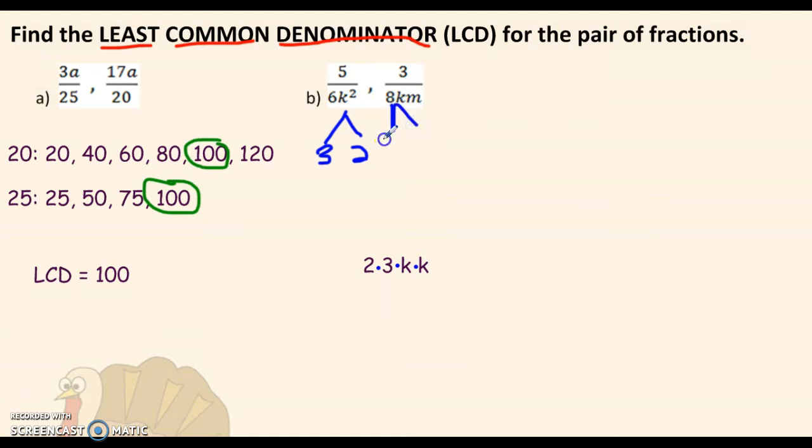8 can be split up to 4 and 2. 2 is a prime number, but 4 is not, so we can split 4 up to 2 and 2. So I'm going to put that down right there. We've got 2, 2, 2, and then k and m. Again, we're going to put our dots because we're talking about multiplication.